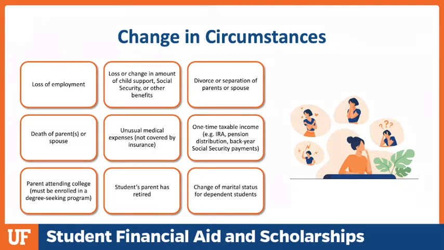Yes, we can review your financial aid revision petition if you have a parent that is attending college and is in a degree seeking program. If the student's parent has retired, or if you're a dependent student and you recently got married, we could even review this petition for that reason. If your circumstances do not fall within one of these categories, please check with an advisor from our office.